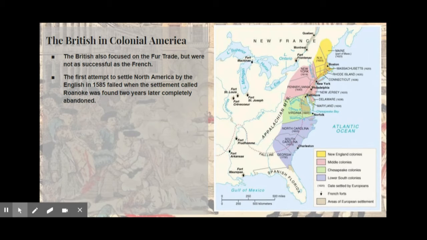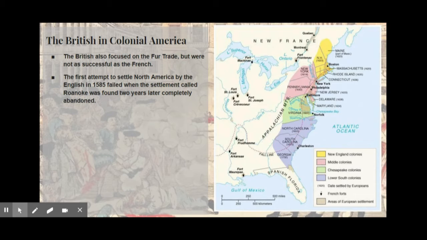They were kind of late on the game. They were beaten there by the Spanish and then by the French, and they had a lot tougher time. They weren't able to find gold like the Spanish, so they had a harder time with digging for precious metals. And they weren't as successful in the fur trade, just mainly because they didn't have as good a relationship with Native Americans. So instead, they switched to primarily farming and extracting other raw materials from the land.